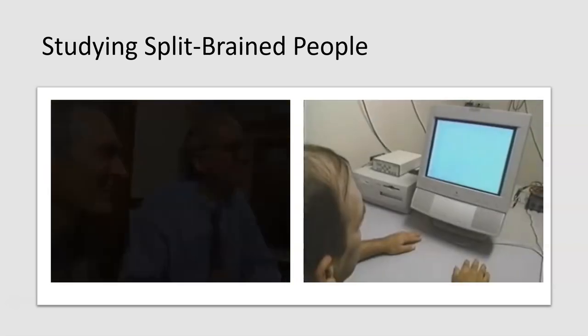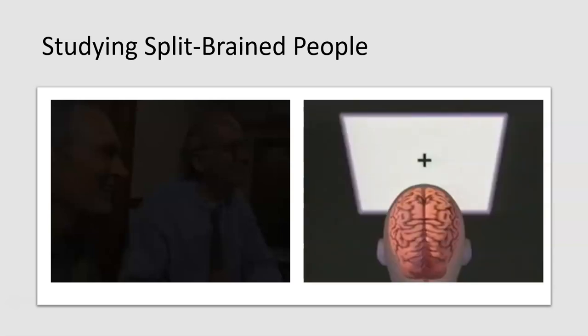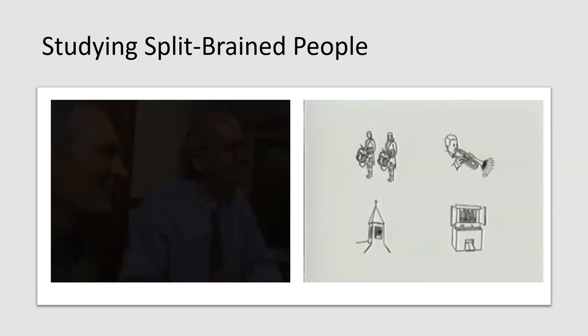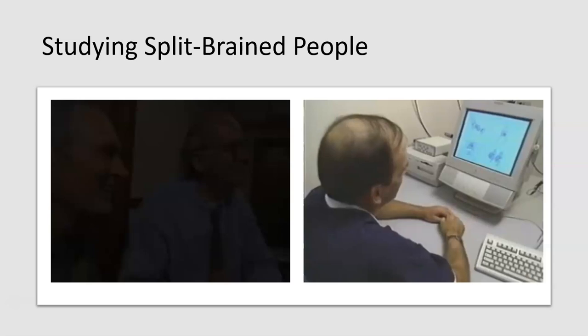This time, instead of naming the word, I want you to point to the word. Again, Joe sees two words simultaneously. Bell goes to his non-speaking right brain. Music to his speaking left brain. When asked to point to a picture of what he saw, he chooses Bell.